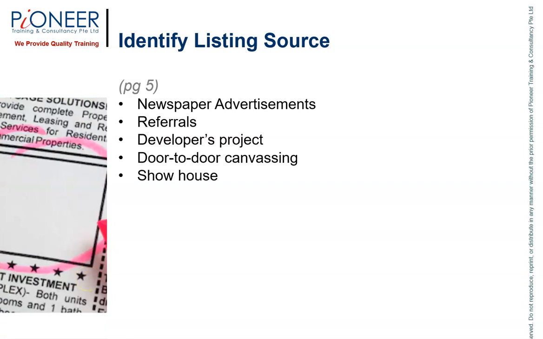Or a person could be getting married or getting a divorce. Now, where do we find listing? The residential market. Where exactly is the residential market? The residential market is in the form of newspaper advertisement, in the classified ads, referral from your own network of friends and associates, developers project, door-to-door canvassing, or show house.